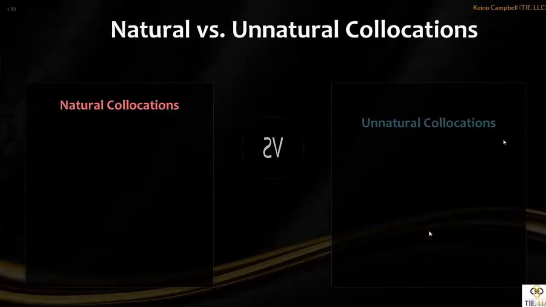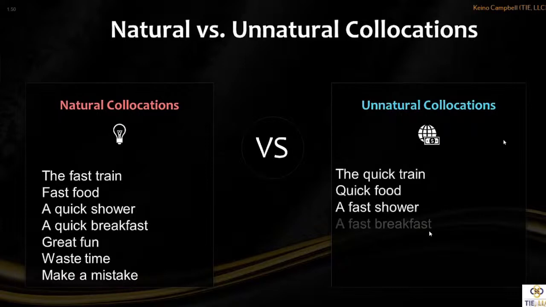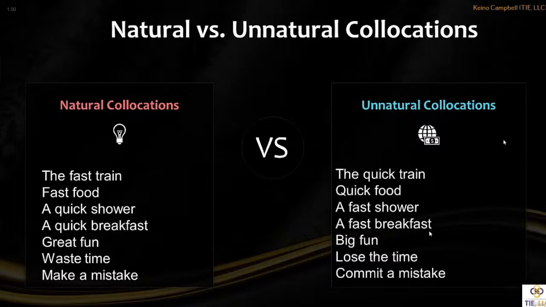On this list here, which is really interesting, you're going to hear about natural versus unnatural collocations. And I hear these mistakes all the time. On the left side, we have the natural collocations. On the right side, we have the unnatural collocations. Now, are the words correct? Quick. If somebody says quick food, do I know what they're talking about? Yes, I do. Is it the wrong collocation? Yes, it is. You say fast food.